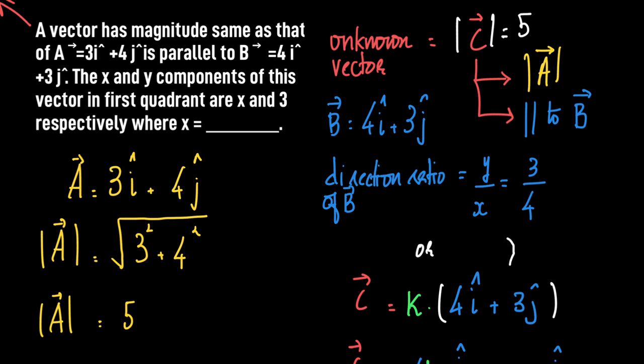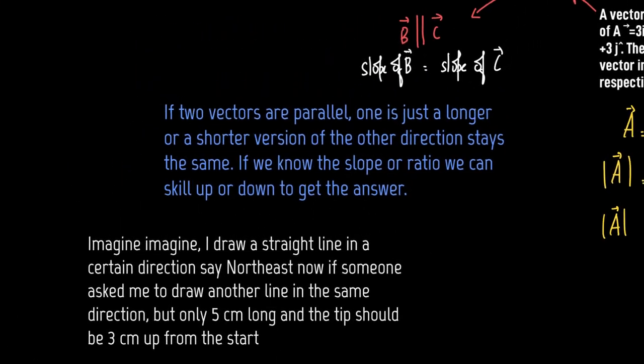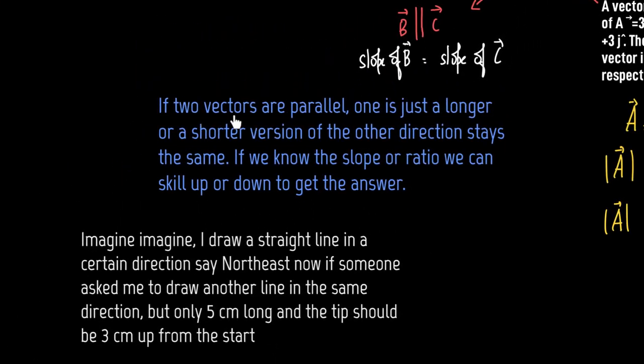Now what about its direction? It is parallel to vector B. What is vector B? Vector B is 4i plus 3j. Now, let me just take you to that as well. If two vectors are parallel, now this is where I would like you to make a note of this, right? It would definitely help you.